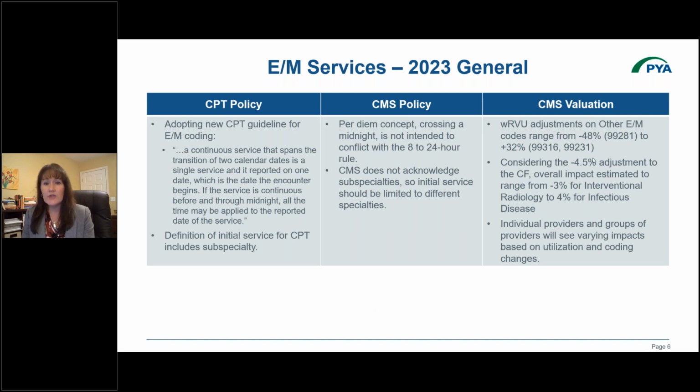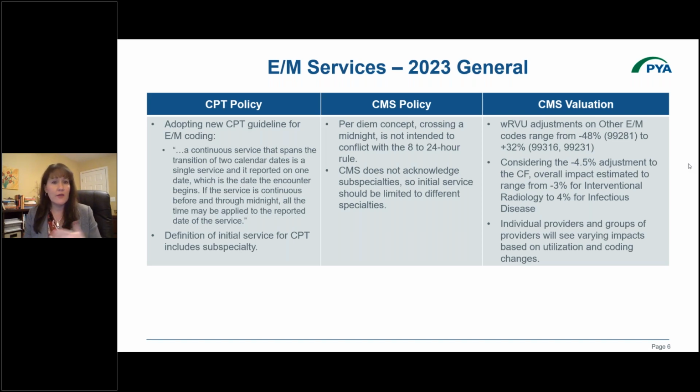You'll see a range of a negative 48% adjustment to a positive 32% adjustment on the swings of changes that have occurred within these other E&M services. But what you'll find is that those big swings occurred to the lowest volume of services. So it's not likely to impact your bottom line in a great manner.